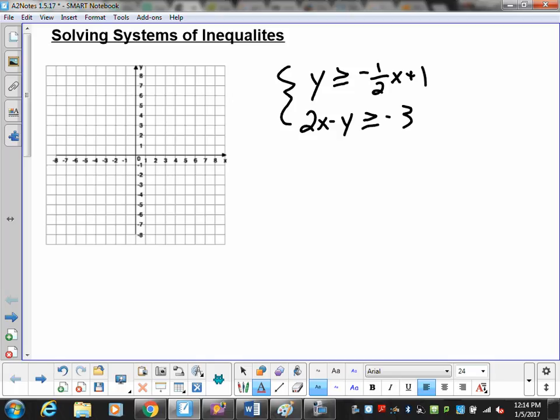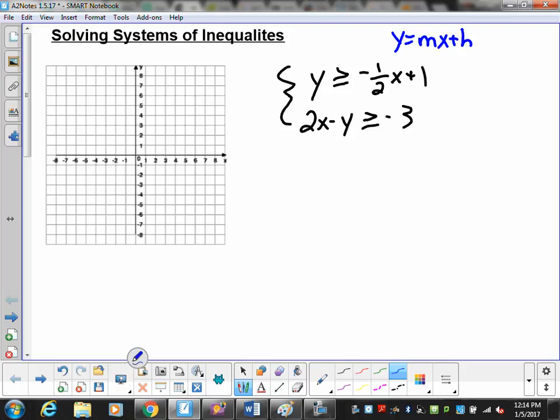Okay, what is slope-intercept form again? Y equals mx plus b. So in that top equation, what is our b? The 1. So that's where you start when we're graphing. So you go up on the y-axis to a 1 and put a dot there.